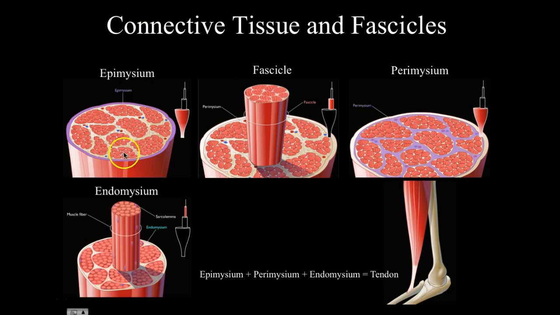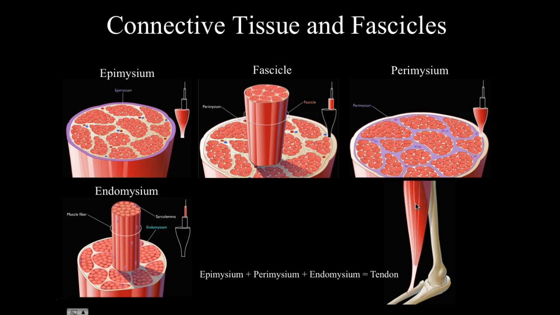So here you can see all those fascicles bundled together. So you have an endomysium, the perimysium, and the epimysium. And collectively, these all come together and would also help to make up that tendon.